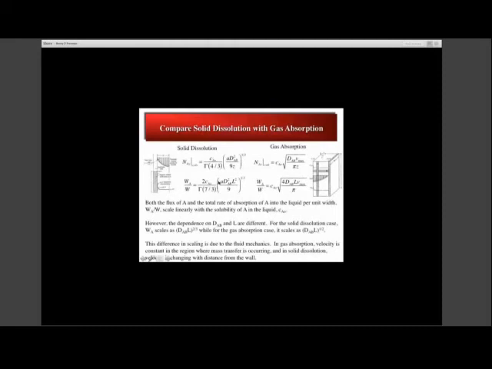And so here are the expressions for the solid dissolution case that is shown here, and also the gas absorption case for flux, and also for the total amount of material absorbed per unit time and per unit width. And again, what I want you to take away from this is the change in the dependence of flux on diffusion coefficient and position, and likewise with the net rate of absorption.